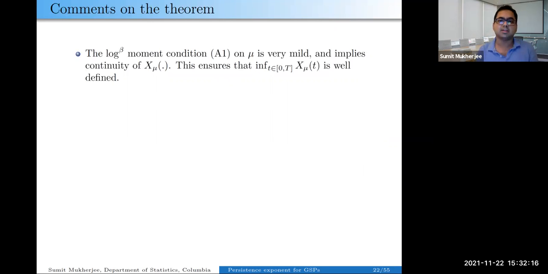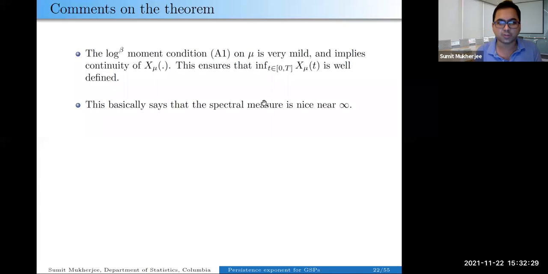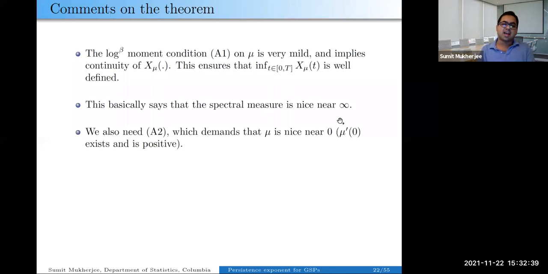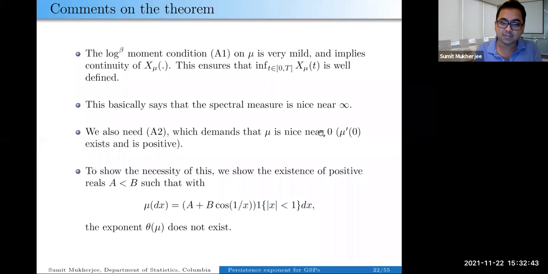So the first assumption guarantees continuous sample paths. It is the minimal assumption that we know in the literature, which guarantees a condition in terms of the spectral measure. This sort of says your spectral measure decays at a rate that is not too slow near infinity. And A2 says that your spectral measure is nice near zero. And we think that this is necessary.